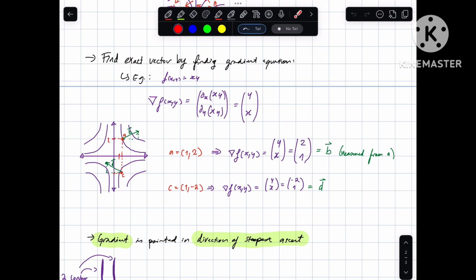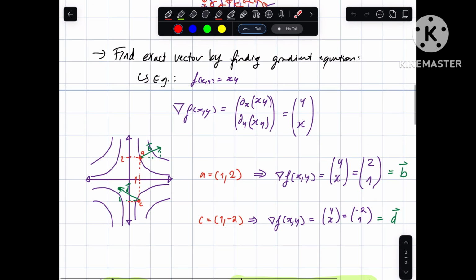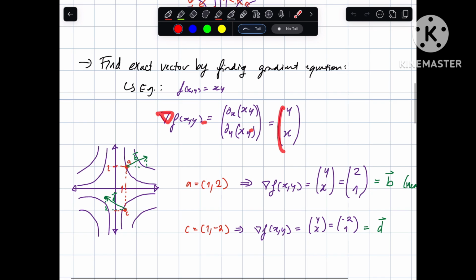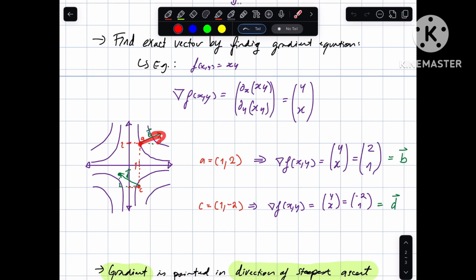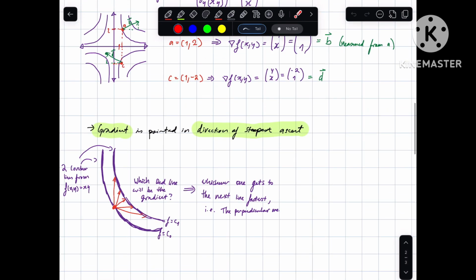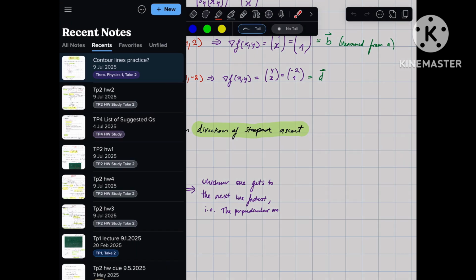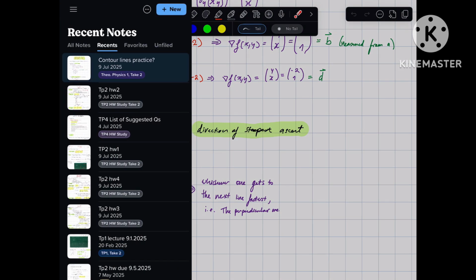You can find the exact vector of the gradient by just taking the gradient and then inputting the point. For example, if you want to find the gradient at point 1, 2, in this case y is 2, so you input that into y, and x is 1, so you input that into x, and you'd find the vector, the gradient. Okay. The gradient is pointed in the direction of steepest descent. You all kind of know that stuff. You kind of know all of that stuff, is what I'm trying to say.